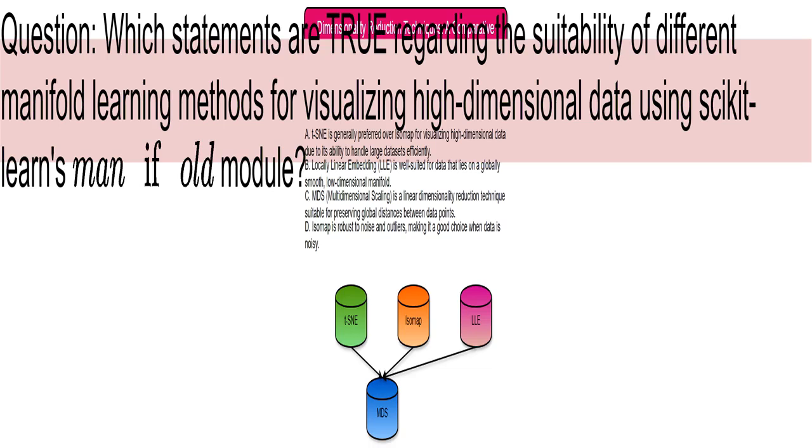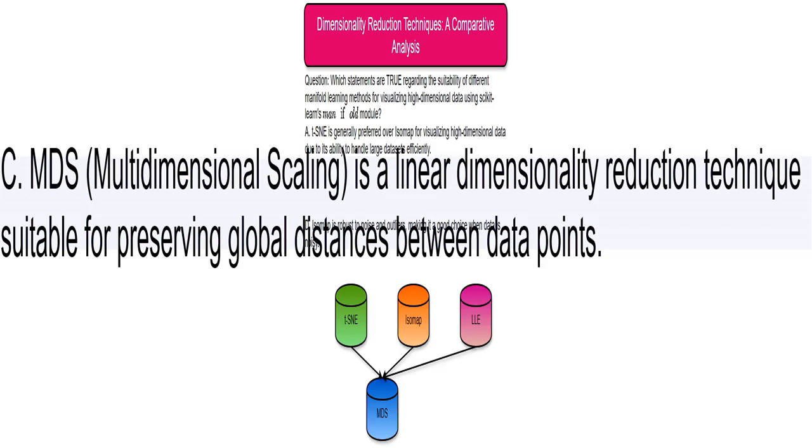This question tests your knowledge of dimensionality reduction techniques, specifically t-SNE, isomap, LLE, and MDS. I'll need to recall their strengths and weaknesses to choose the correct answer. This statement is false. Isomap is actually quite sensitive to noise and outliers because it relies on finding the shortest paths, geodesic distances, between data points. Noise or outliers can significantly distort these paths, leading to inaccurate low-dimensional representations.